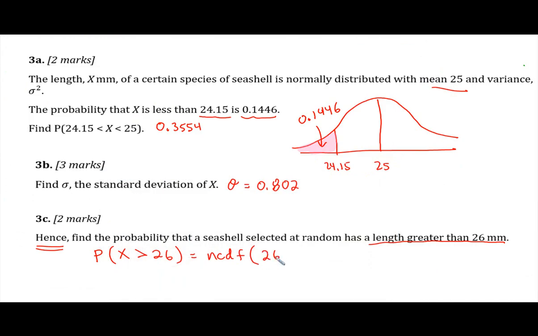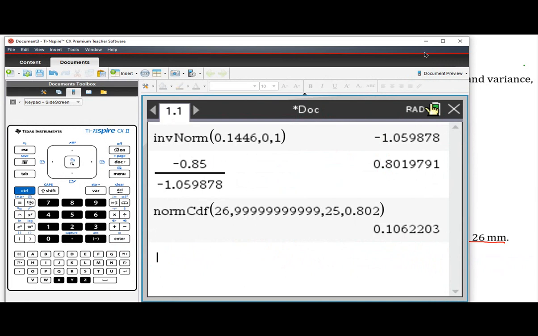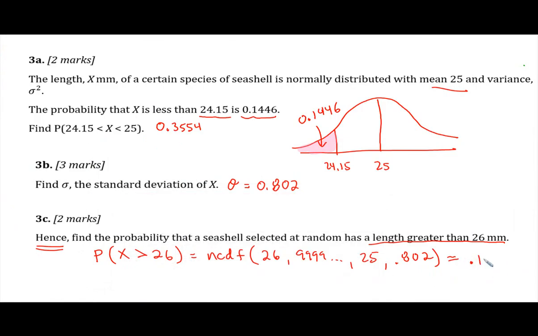So we have 26, comma 9999, put some dots. The mean was 25. My standard deviation was 0.802. So I make sure I show this so that I can at least earn the method mark, just in case this is worth 2 marks, which it is. Then we will get our answer, which is 0.106.